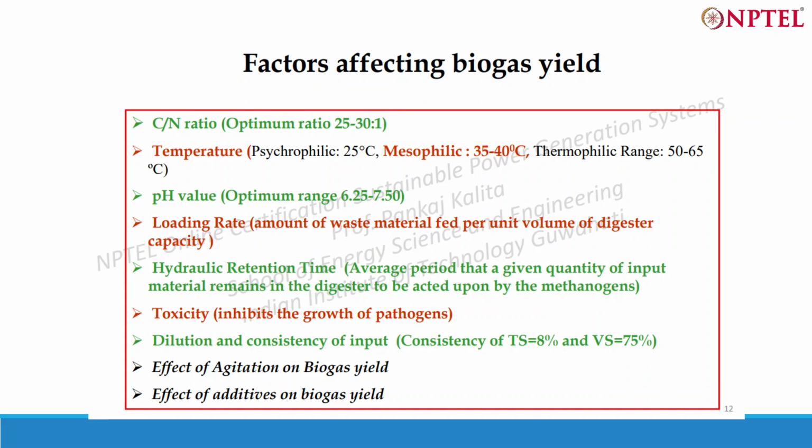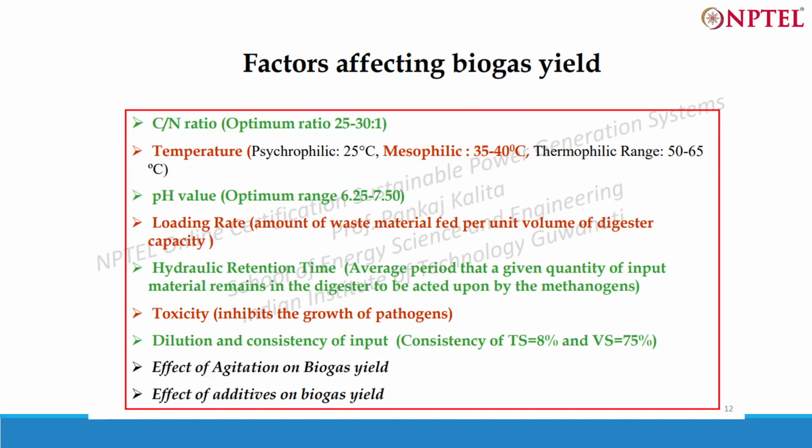Loading rate is the amount of waste material fed per unit volume of digester capacity. Hydraulic retention time is the average period that a given quantity of input water remains in the digester to be acted upon by methanogens. Then we have toxicity, which inhibits the growth of pathogens. And we have dilution and consistency of input, like TS percent is 8% and VS is 75% of the TS content. Then we have other factors like the effect of agitation, like stirring.